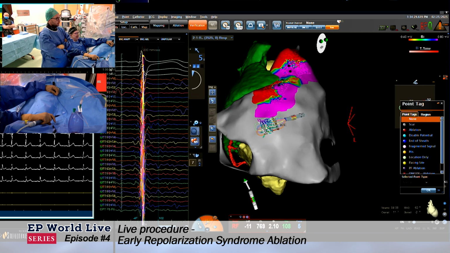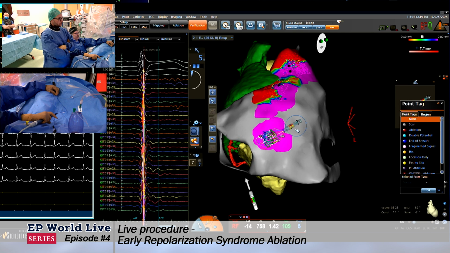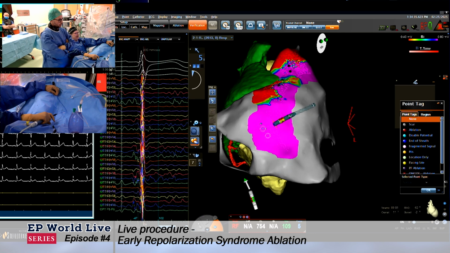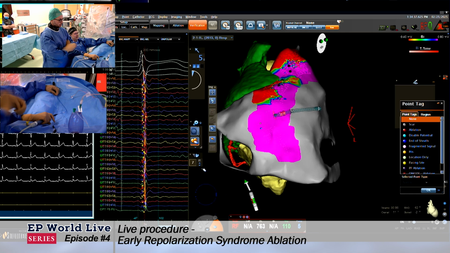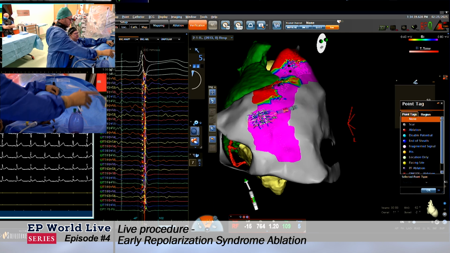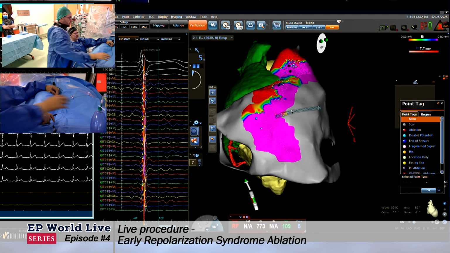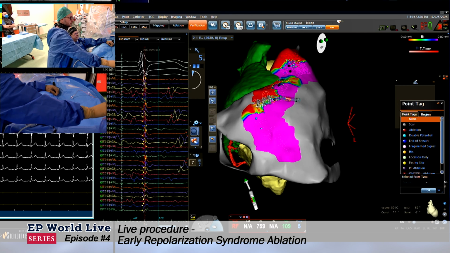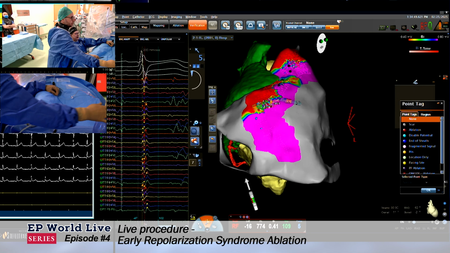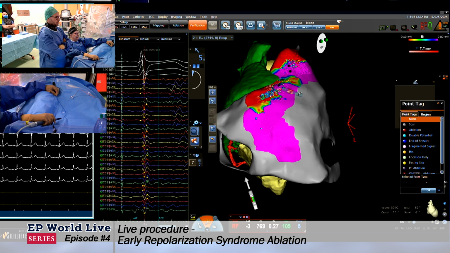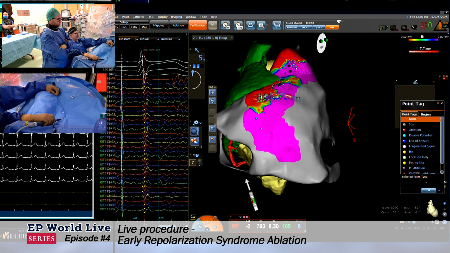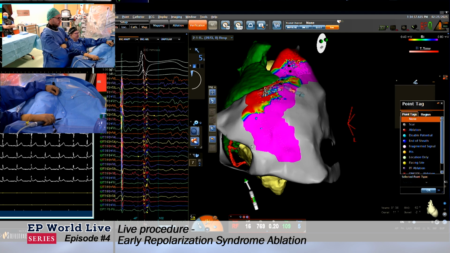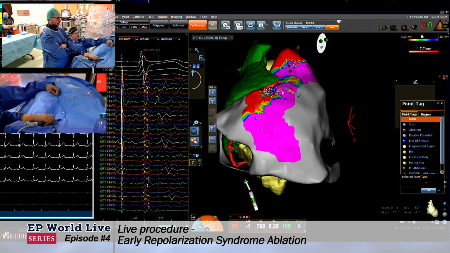This is healthy tissue. We consider this tissue extremely normal, and we are depicting this part of the right ventricle in purple because it's completely normal. Okay, now we are moving towards the outflow tract. Oh, here we have a very clear region of low voltage activity.